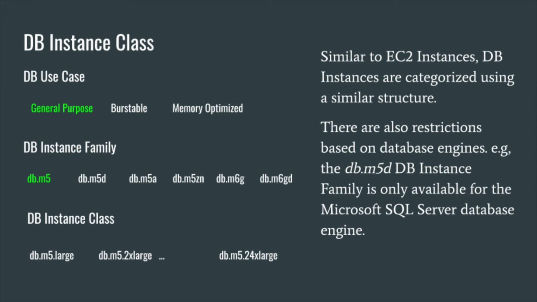Similar to EC2 instances, DB instances are categorized using a similar structure. There are also restrictions based on database engines. For example, the DBM5D DB instance family is only available for the Microsoft SQL Server database engine.